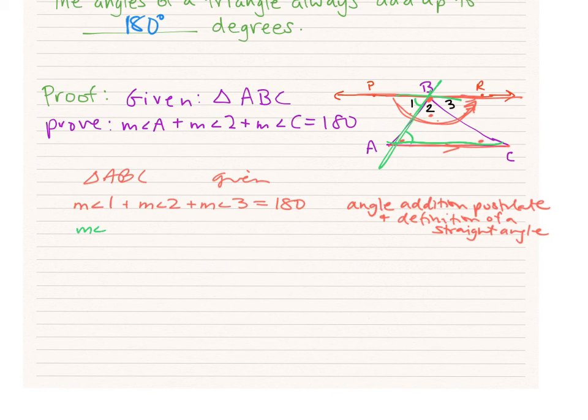So the measure of angle 1, let's just use numbers and not bother with congruent, is going to equal the measure of angle A. And we also know that the measure of angle C is going to equal the measure of angle 3, and this is by the alternate interior angle theorem.